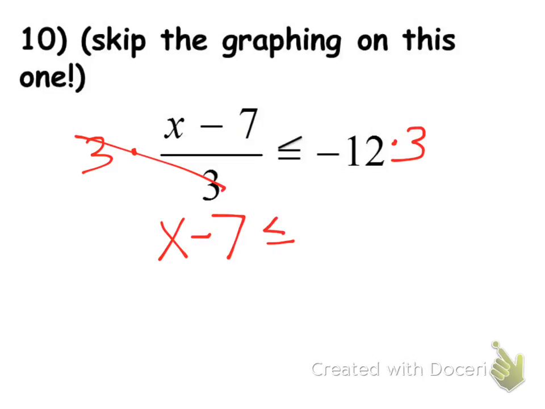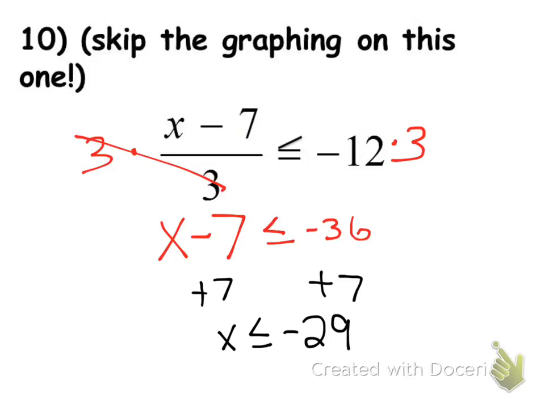Anyone know what negative 12 times 3 is? Negative 36. Very good. What's the final step on this one? Add the 7. Very good. Does anyone know what negative 36 plus 7 is? Negative 29. Very good. You can see this one doesn't require a graph. I'm not going to make you draw 29 on the graph, so we're good on this one. What are your questions on two-step inequalities?